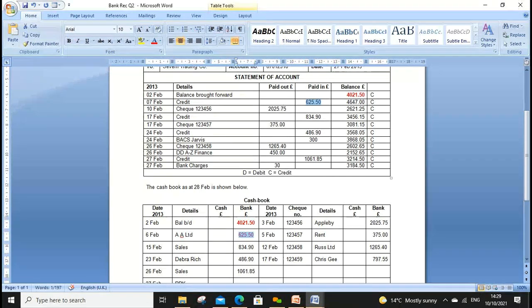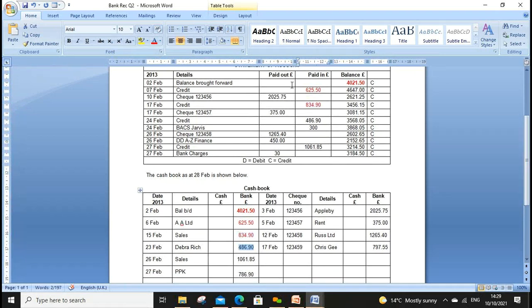Then 625, yes, that's a match. If something doesn't match, this is on the debit side and they will be on the credit side. Look, 839, that's a match. And then go through 486.90 there, match, yes. And sales 10, that's a match. I'm using this color to match.